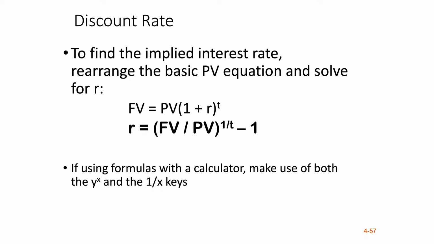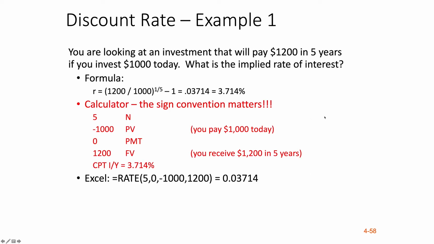Next, let's look at interest rate or discount rate. Sometimes you are given future value, present value, and the number of periods, and you are asked to find the implied interest rate. Mathematically, you isolate R in the equation. The formula can be complicated to calculate, but in our financial calculator, it's very straightforward. You are given present value, future value, and the number of periods, and you're solving for I, the interest rate.